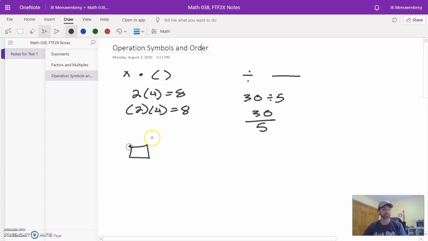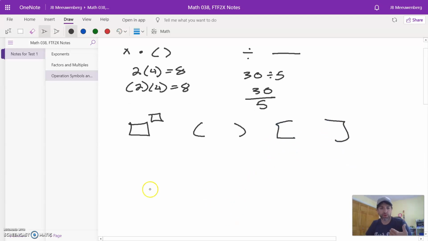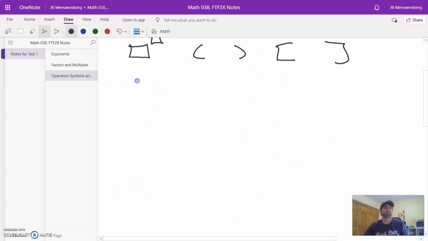We talked about exponents in a prior video. And we're going to talk a little bit here about grouping symbols like parentheses and brackets. In fact, that's what I'm going to talk about next. Grouping symbols.